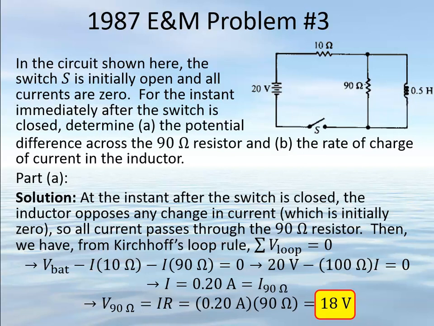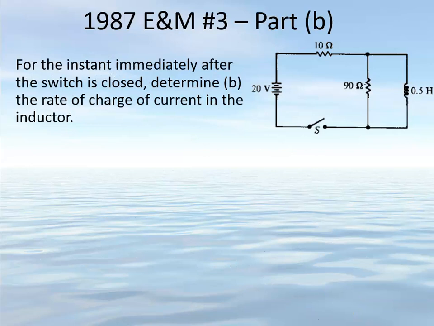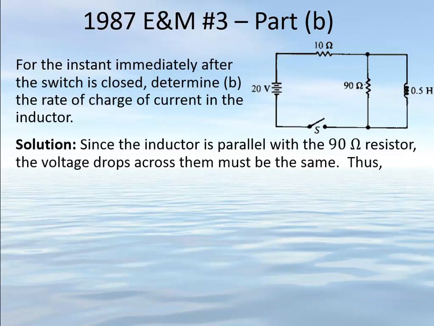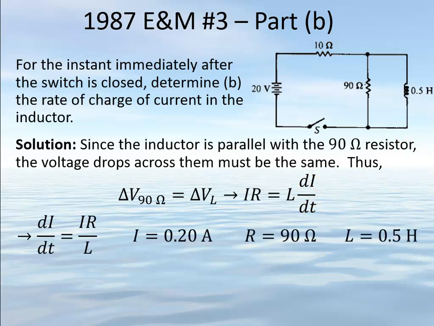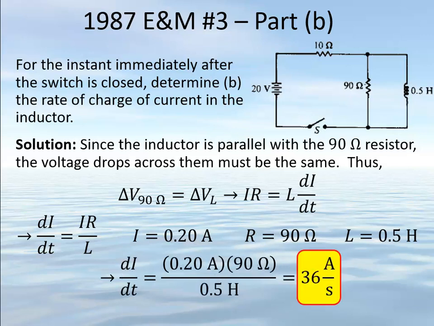Now for part B, the rate of change of the current in the inductor. In that case, we recognize that the inductor and the 90 ohm resistor are in parallel, which means that the voltage drop across the 90 ohm resistor is the same as the voltage drop across the inductor. Technically each of these is a minus, so we have a minus IR here and a minus L di/dt over here. I canceled those minus signs and we're just going to isolate for di/dt. So we get di/dt is IR over L. Plugging in our givens, we now get a di/dt of 36 amps per second.